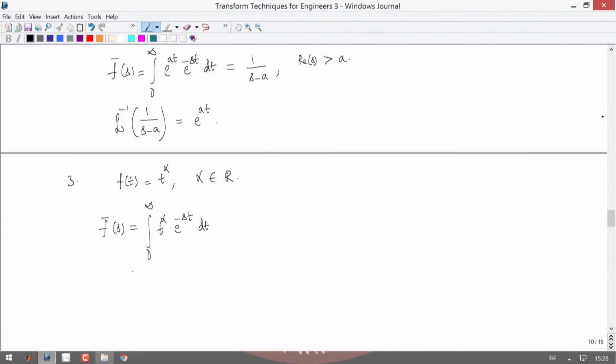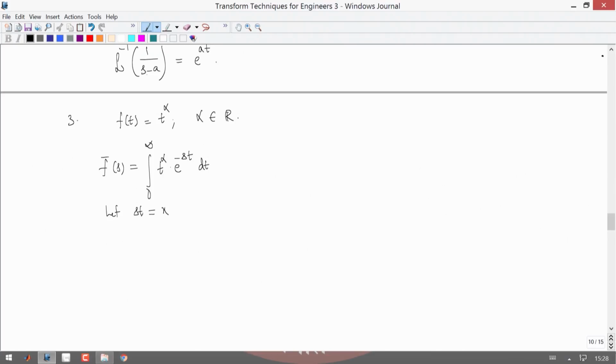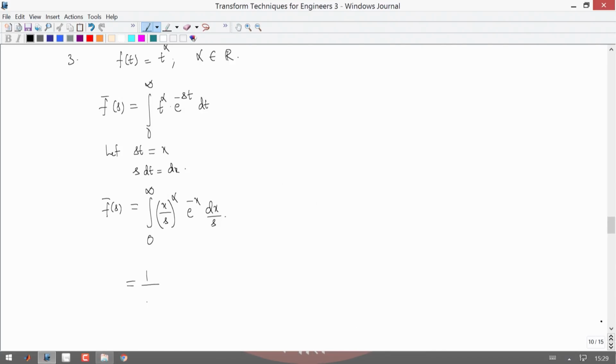Let st equal x. Then s dt equals dx. So this implies f bar of s is the integral from 0 to infinity, where t is x by s, so t power alpha is x by s power alpha, times e power minus x, and dt is dx by s. So this is equal to 1 by s power alpha plus 1, times the integral of x power alpha e power minus x dx. So this x power alpha I can write as x power alpha plus 1 minus 1.